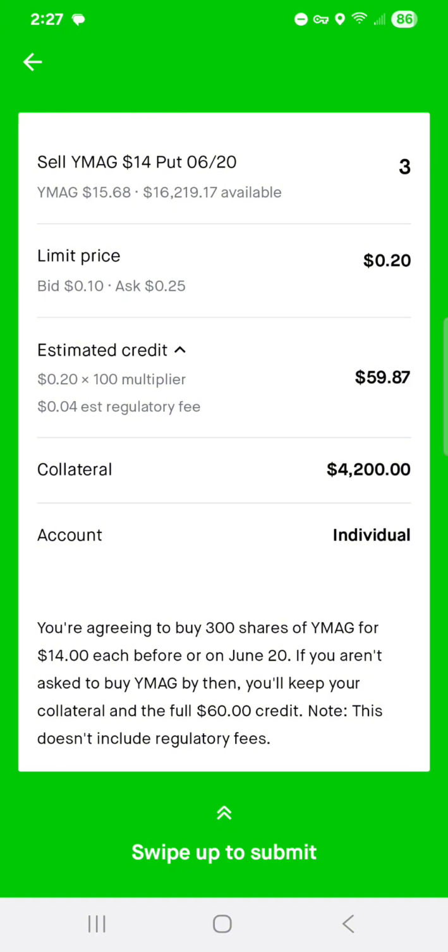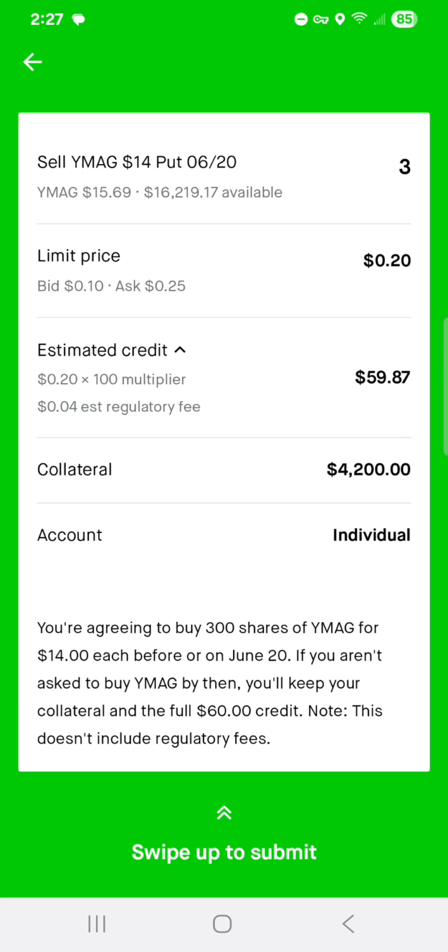That can be risky because if YMAG plummets below $14, I'm stuck still buying it for $14 each, even if the price went down to $10. So if you didn't do anything with options, you could have got a deal at the $10 price.